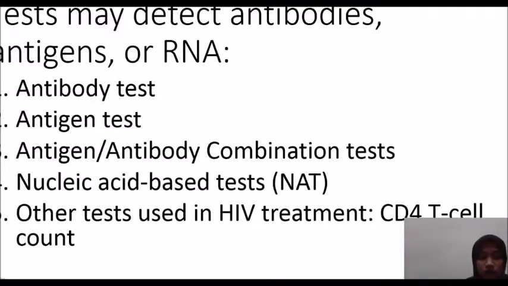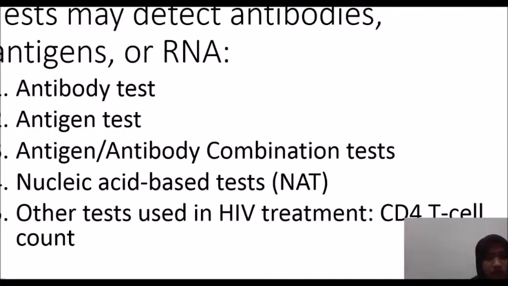So another test was conducted to be more effective for these purposes, which is nucleic acid testing. The third is the antigen antibody combination test. This test is designed to detect both P24 antigen and HIV antibody in a single test. So it can detect as early as 2 to 6 weeks after infection, and it's highly recommended in laboratory testing.